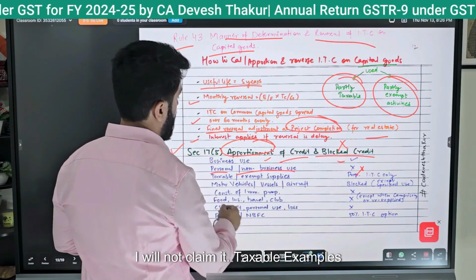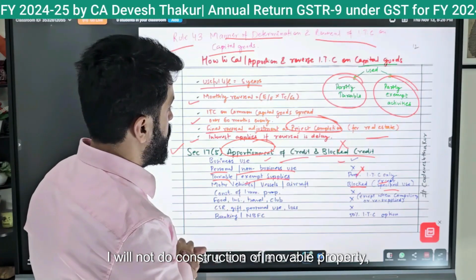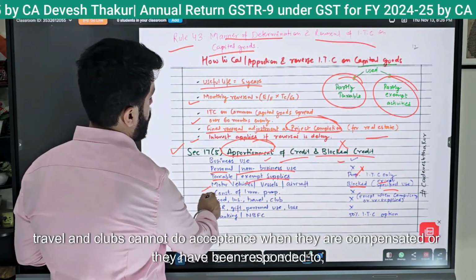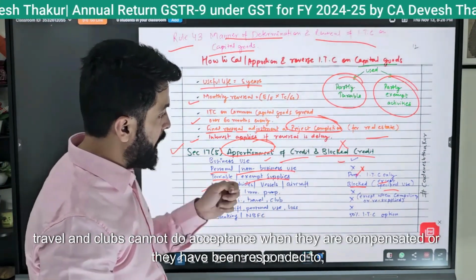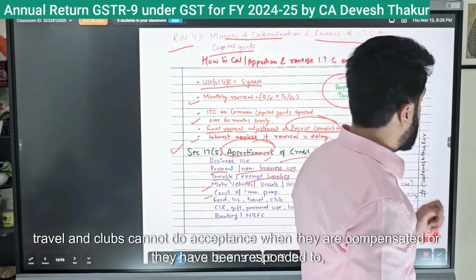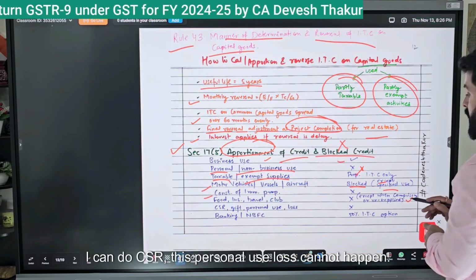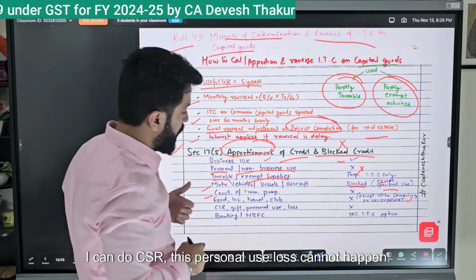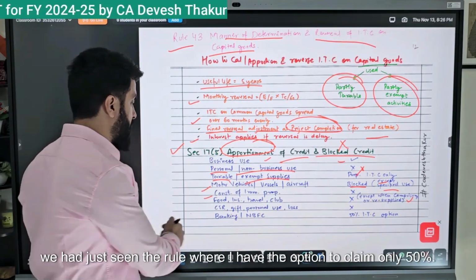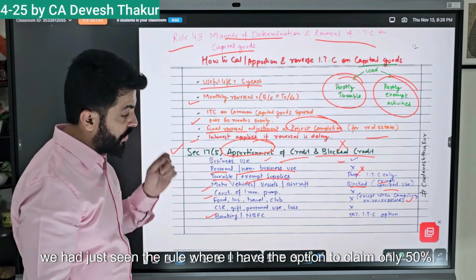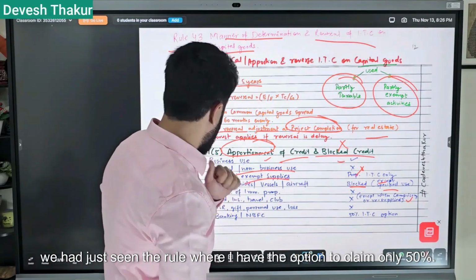Blocked credit examples: I will not claim construction of immovable property. Food, insurance, travel and clubs cannot be claimed unless they are compensated or obligatory. I can claim CSR. This personal use loss cannot happen. In the banking case, we just saw the rule where I have the option to claim only 50%.